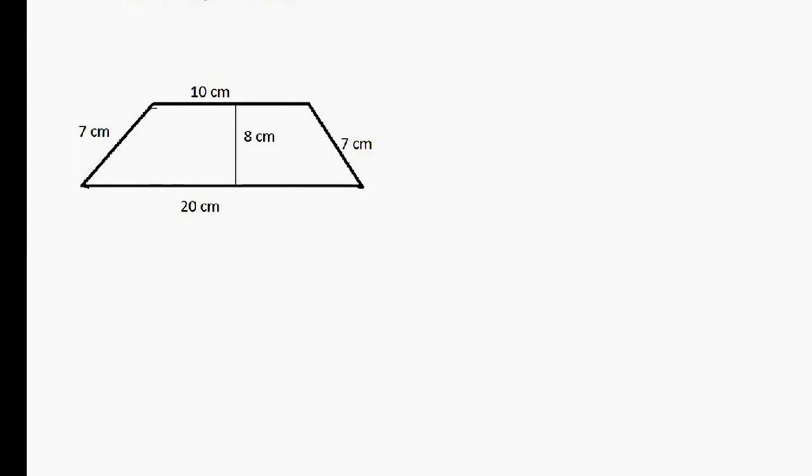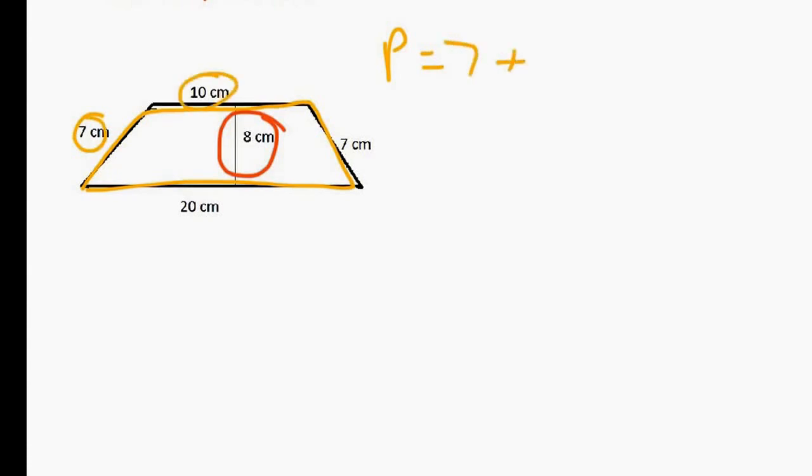All right, now we have a trapezoid. Once again, all we're doing is trying to find that distance around. So this in here, that height of 8 centimeters is not going to be part of what we're doing here. We simply just want to add 7 plus 10 plus 7 plus 20.